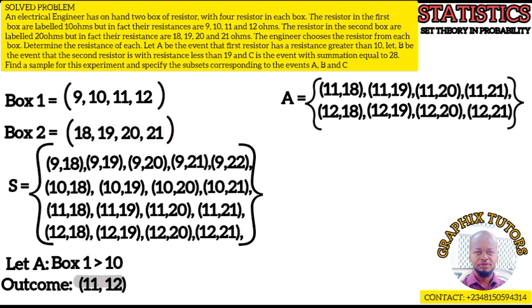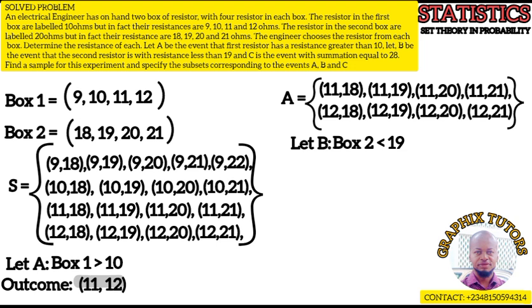Then the next condition went further. Let B be the subset such that box 2 is less than 19. Less than means you are going down, right? When you say less than 5, you start from 4, 3, 2, 1. Less than D, you start from C, B, A. So when you say less than 19, you start from 18. And recall, we only have 18, nothing is after 18.